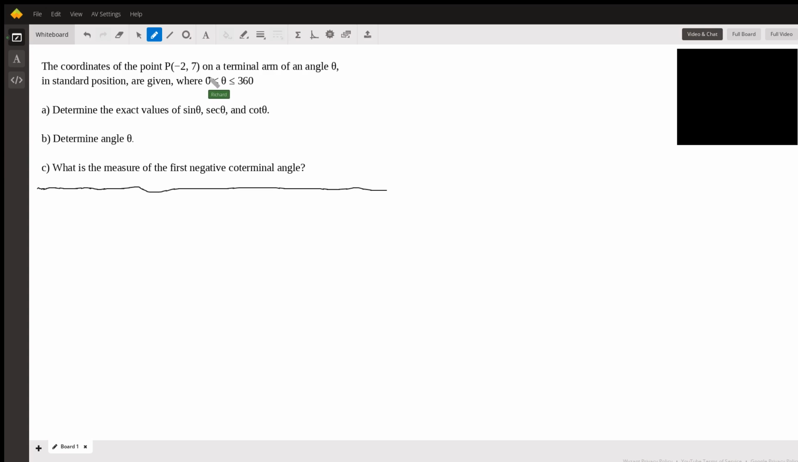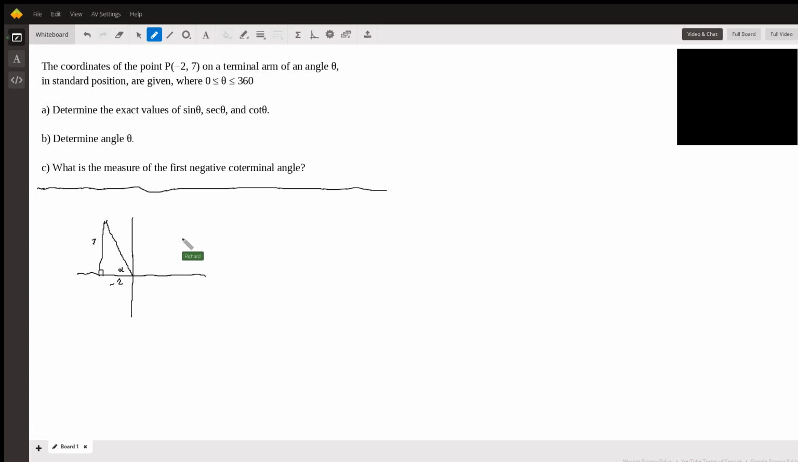This is a nice trigonometry question. As usual, first thing I'm going to do is draw a graph of the situation. So this is the coordinates of the point, -2, 7. It's going to look something like this. We draw a right triangle here. And this is -2, and this is 7 here. And this is our reference angle, which I'm going to call alpha.